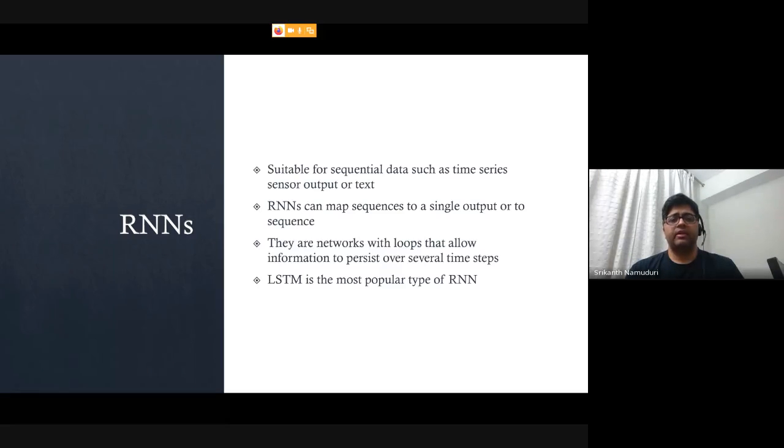RNNs are a type of neural network which is really suitable for sequential data, such as time series or text. I mentioned natural language processing before. RNNs are used extensively in natural language processing, which is one of the most active areas of research right now. If you had asked me 4 or 5 years ago which area of deep learning is most active in research, I would have said CNNs. But if you ask me today, I'll say it is natural language processing.